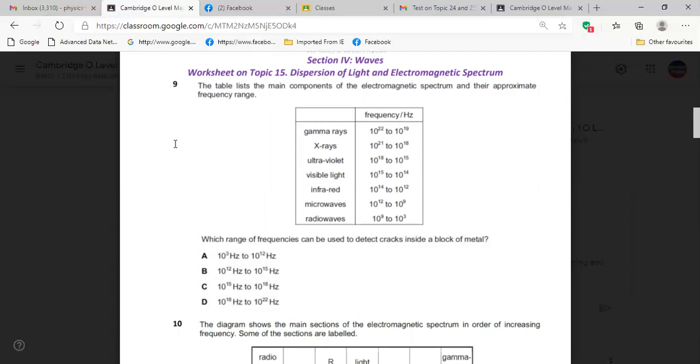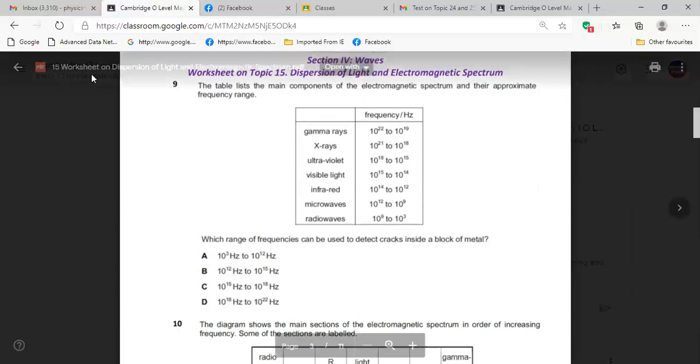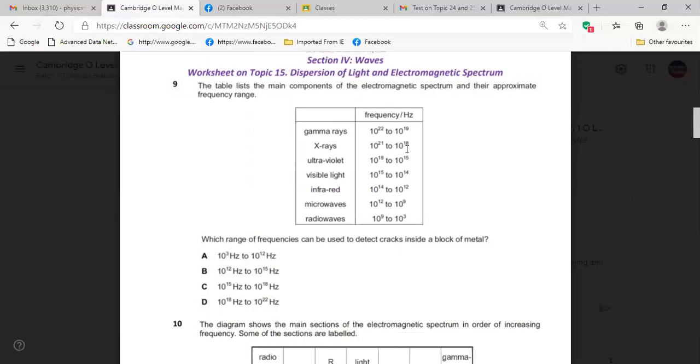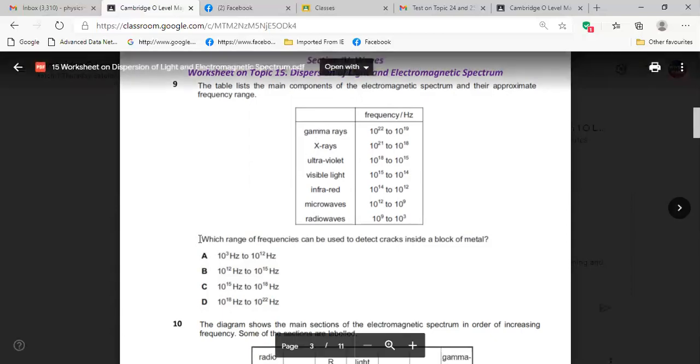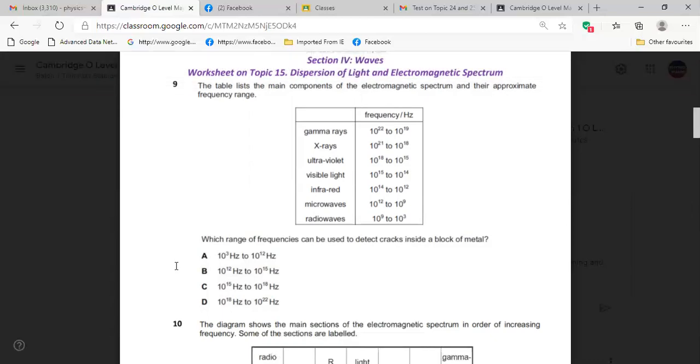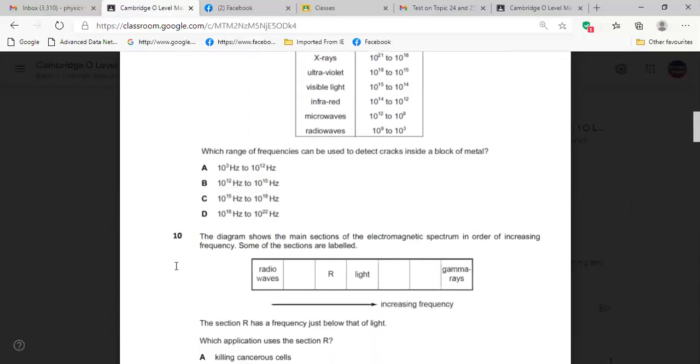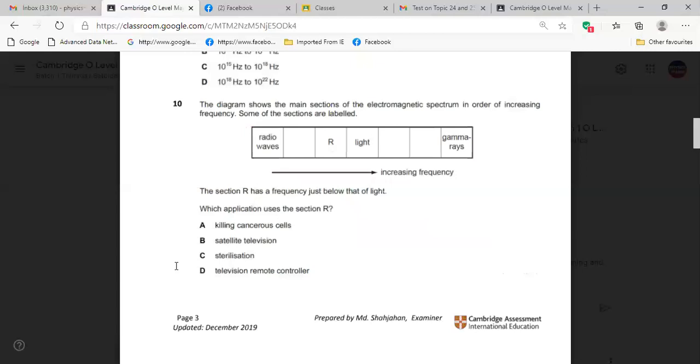Farabi, you understood it. Because the range given for X-rays is 10 to the power 18 to 10 to the power 21, and for gamma rays 10 to the power 19 to 22. So from 18 to 22 shows both X-rays and gamma rays, right? Already we got one question like this in a different way, same question.